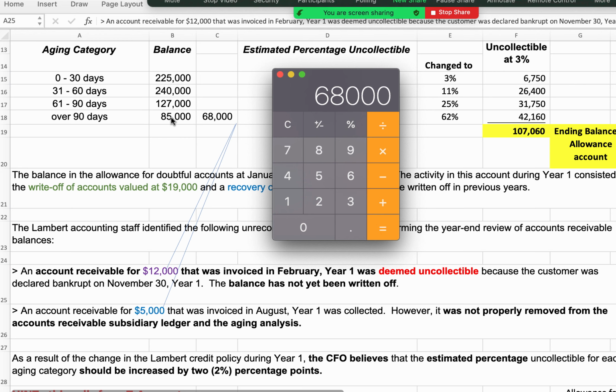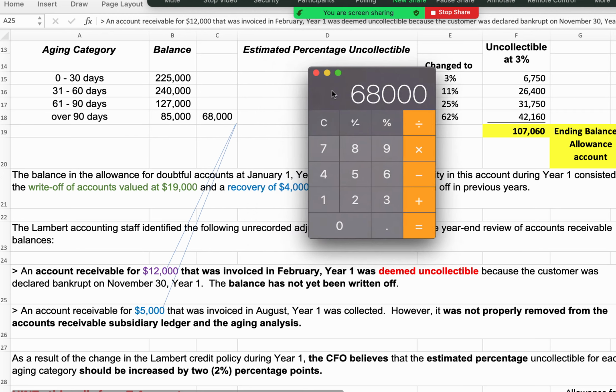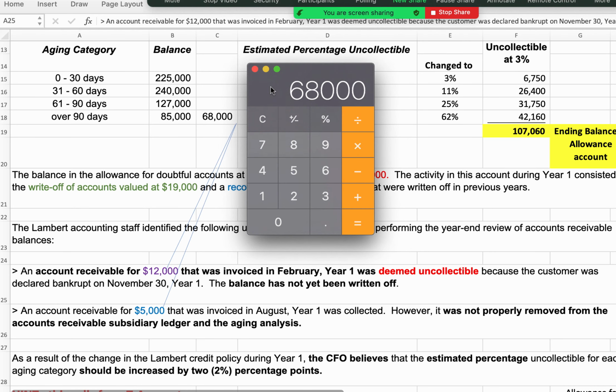So that's how I went from $85,000 in accounts receivable that are over 90 days old. I subtracted out the $12,000 that I have written off because it's no longer in accounts receivable, right? I took it out by crediting accounts receivable and debiting the bad debt. And I'm also taking out this $5,000 for a different reason, which is that it was paid. So it's no longer sitting in accounts receivable. So now my balance of accounts receivable that are past due more than 90 days is $68,000. Let's make sure we're good so far on that part. Any questions so far?